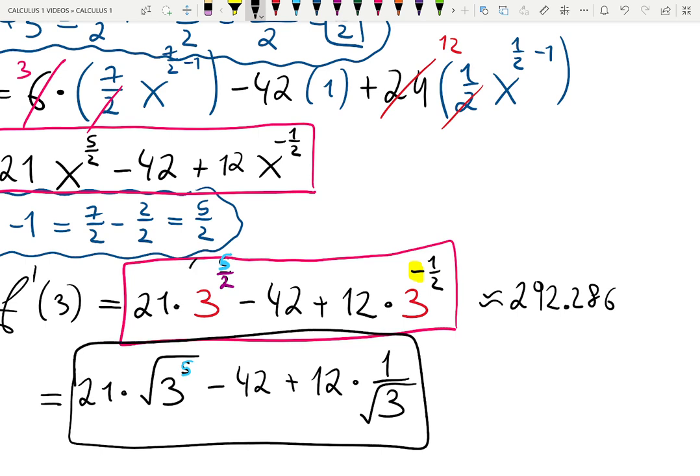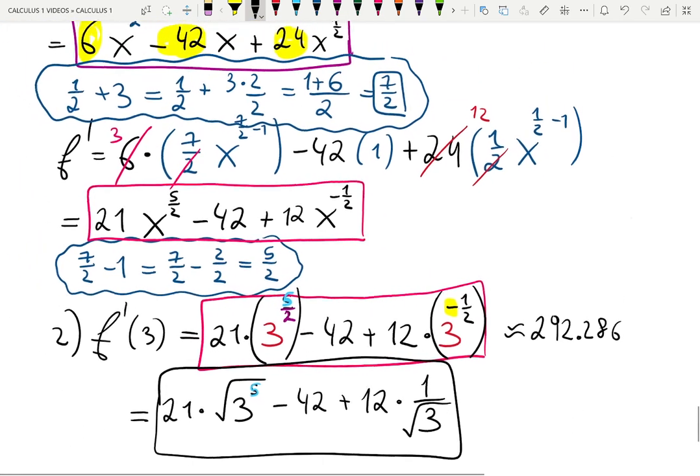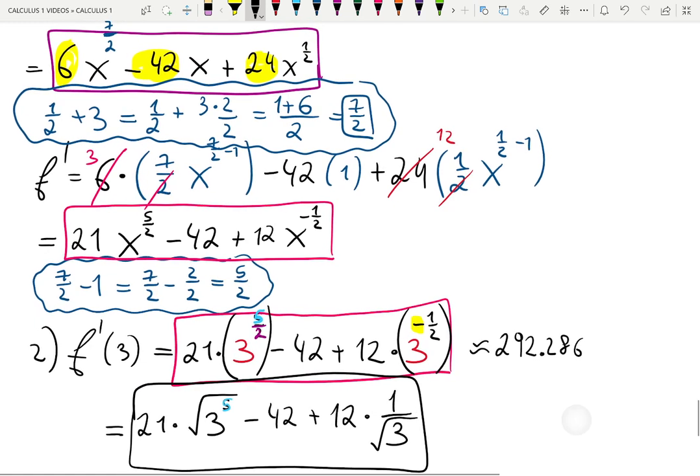Remember, you only have 3 raised to those powers. Do not mix 21 and 12 into your calculations when you work with powers. And that's why I always use parentheses.